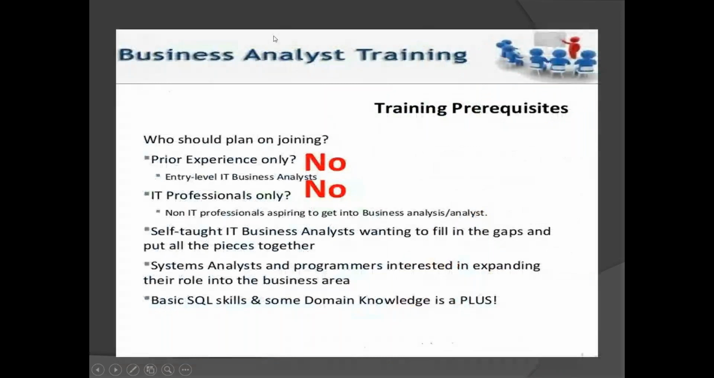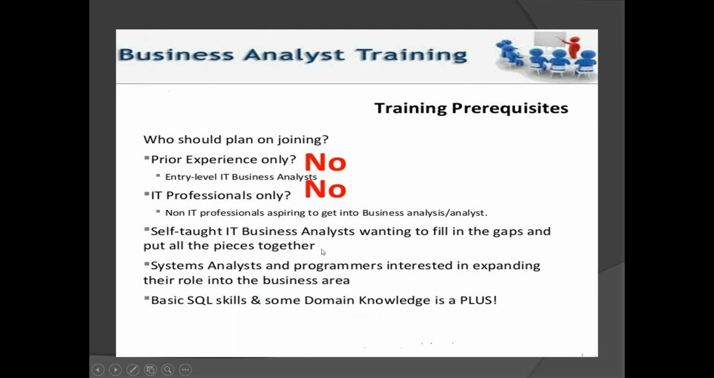Okay. And training prerequisites. Prerequisites are nothing but qualities like who can join this training or who can take this training. It says prior experience is not required. Entry level IT business analyst is not required. IT professionals only is not required. So non-IT professionals aspiring to get into business analysis can take this training. If you are from a non-IT background and want to get into IT, you can take this training. Also, self-taught IT business analysts wanting to fill in the gaps and put all the pieces together.